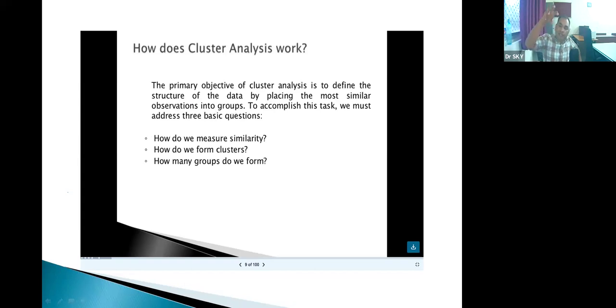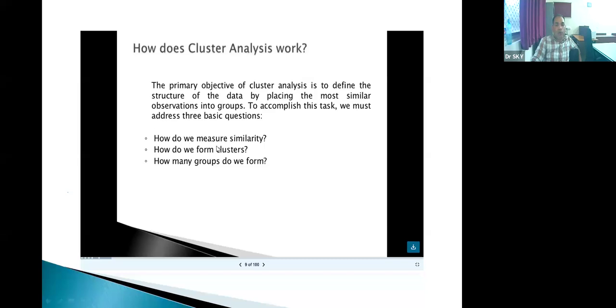There we classify in factor analysis the similarity. We see similarity among the variables or characteristics. Here we see the similarity among the units on the basis of all characteristics. So to accomplish this task, we must address three basic questions. There are three basic questions we should apply on the objects while doing this cluster analysis.